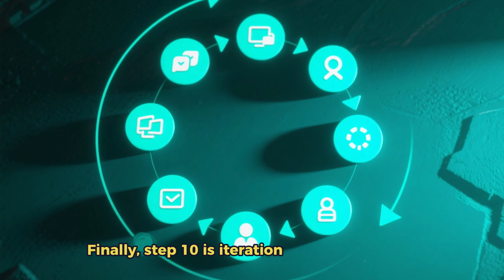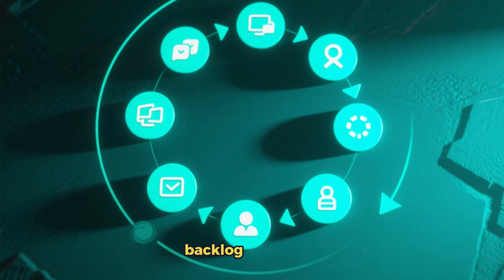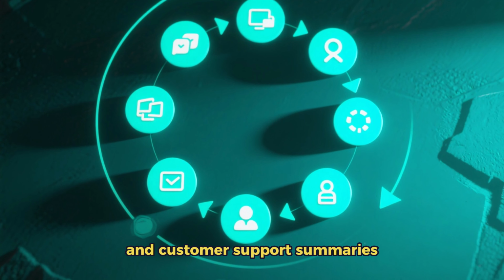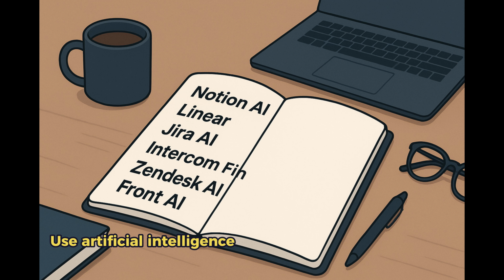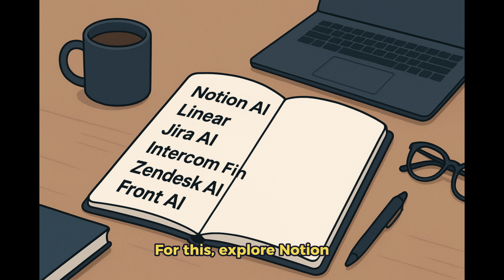Finally, step 10 is iteration and maintenance. Close the loop with automated release notes, backlog grooming, and customer support summaries. Use artificial intelligence to triage feedback into clear next steps. For this, explore Notion AI, Linear or Jira AI, Intercom Fin, Zendesk AI, and Front AI.